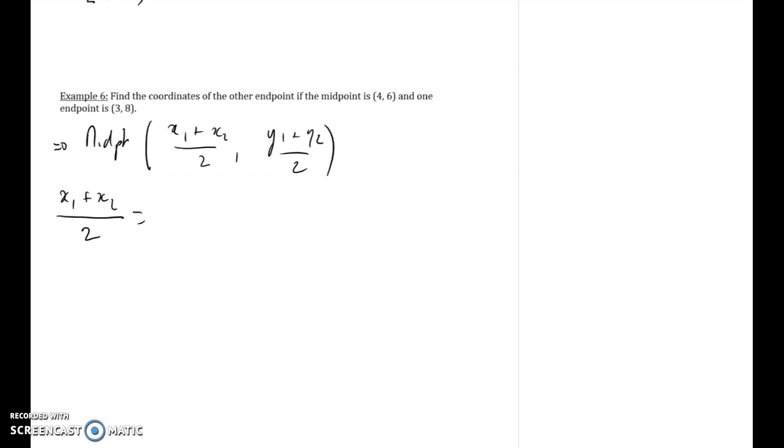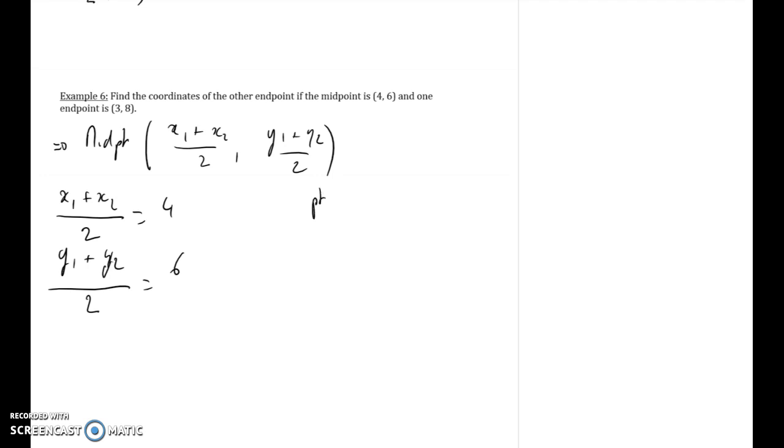Example number 6. Find the coordinate of the other endpoint if the midpoint is given. So we need to go back to the definition of a midpoint. The midpoint formula is defined as x1 plus x2 divided by 2 and y1 plus y2 divided by 2. Right here, they are telling you the coordinate of the midpoint. They are telling you that x1 plus x2 divided by 2 equals 4 and y1 plus y2 divided by 2 equals 6. They are giving you 1 point. They are telling you one of the 2 points is defined as 3/8.